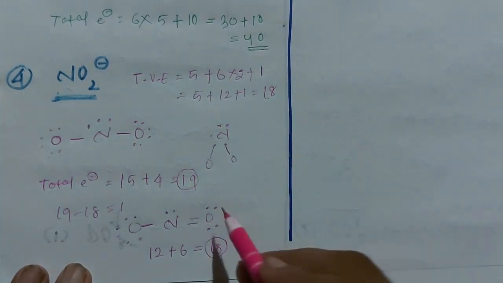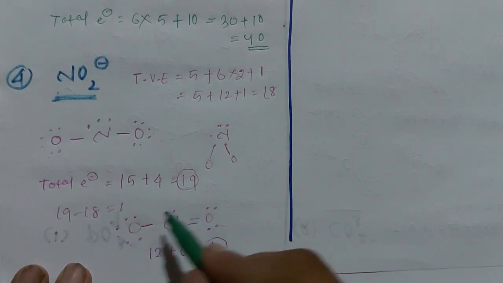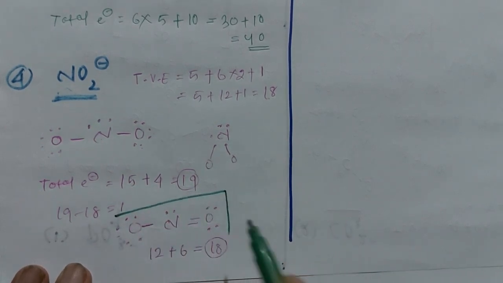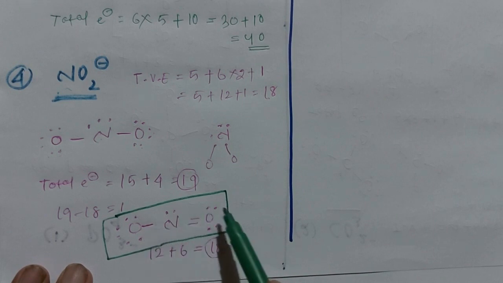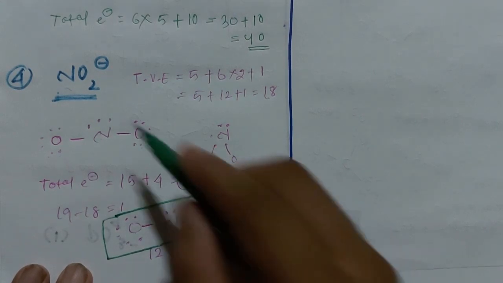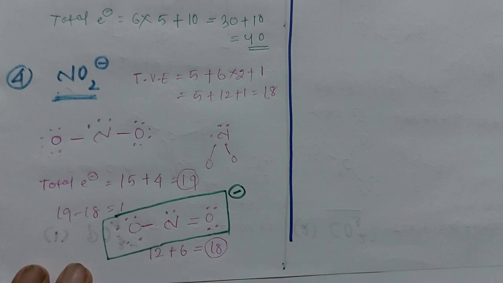So now this structure is the Lewis structure. So this structure is the final Lewis structure of this compound, NO2 minus. So we will add the minus here.